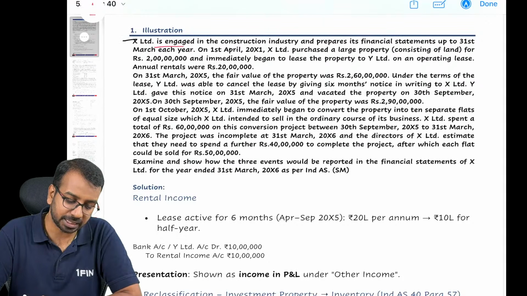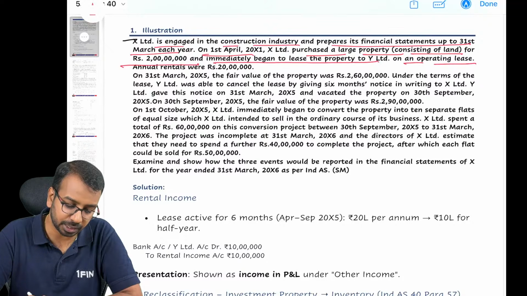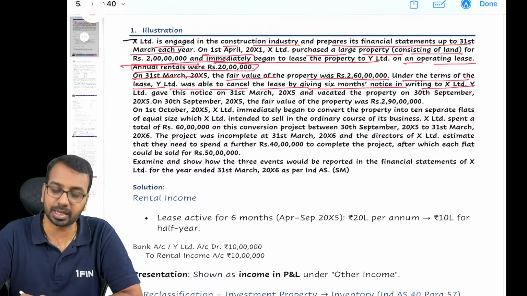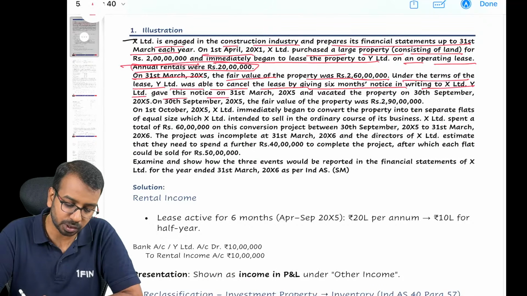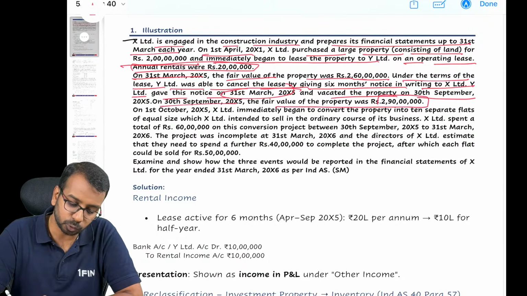Let's look at this one. X Limited, engaged in construction industry, prepares financial statements on 31st March. On 1st April, they purchased a large property consisting of land for 2 crores and began to lease the property to Y Limited on an operating lease. Lease rental is 20 lakhs. On 31st March of year 5, the fair value of the property is 2.6 crores. Under the terms of the lease, Y Limited was able to cancel the lease by giving 6 months notice in writing to X Limited. Y Limited gave this notice on 31st March and vacated the property on 30th September. On 30th September, fair value of the property is 2.9 crores.